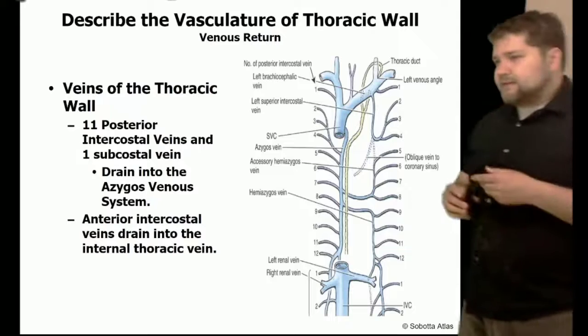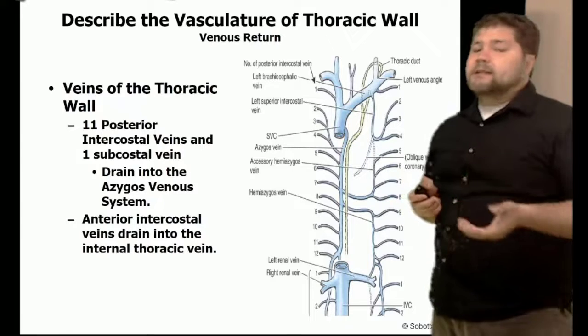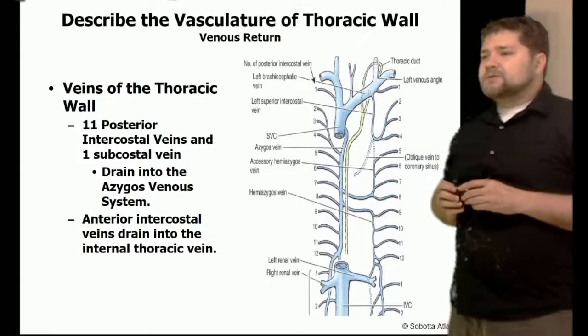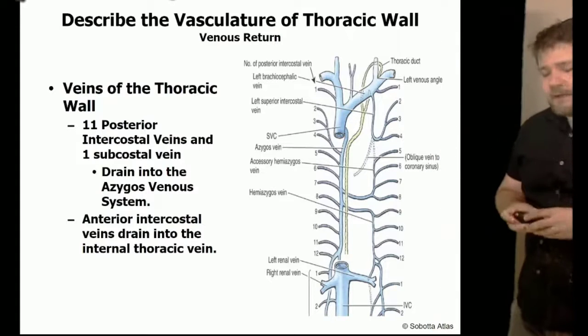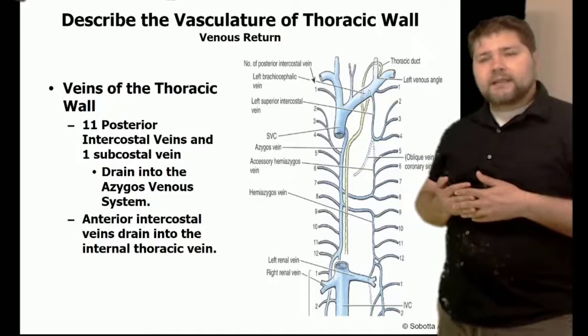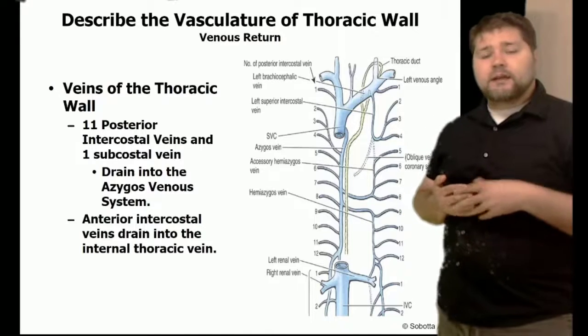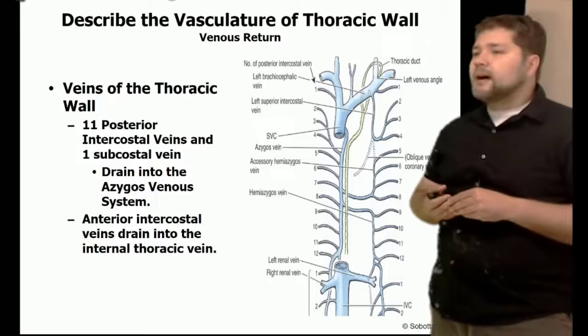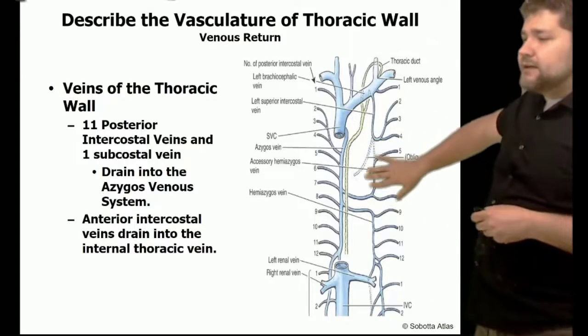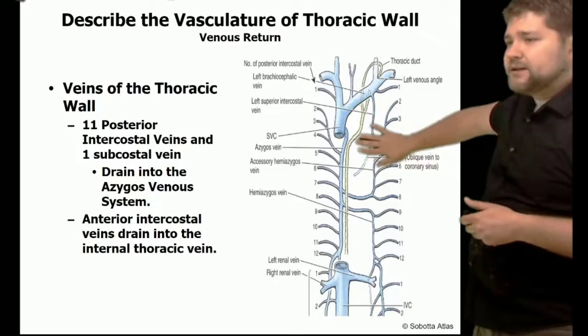Now, that's it for arteries. I find the vein supply is actually kind of interesting in the thoracic cavity. It uses what's referred to as the azygos system. So we still have our paired anterior and posterior intercostal veins. But when we look at the posterior, it's actually going to drain into a system called the azygos system, which you can kind of see mapped out here.